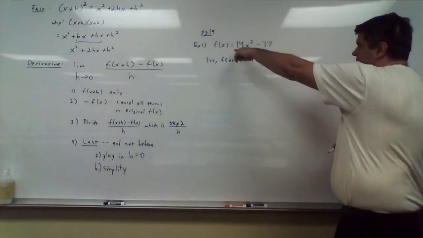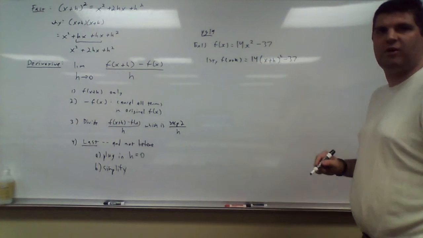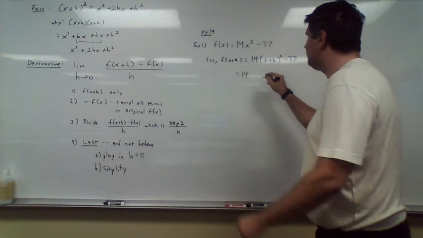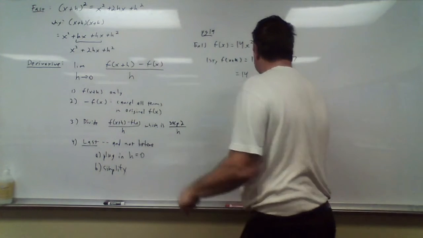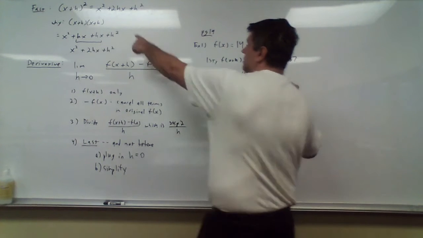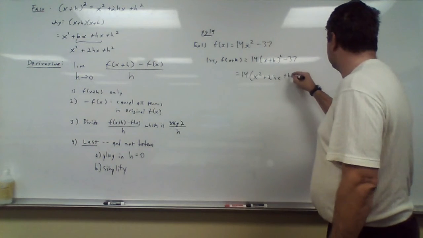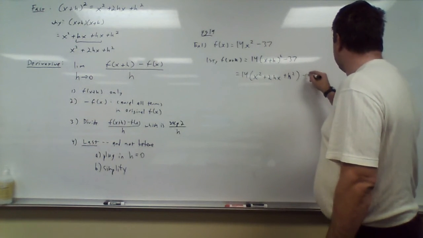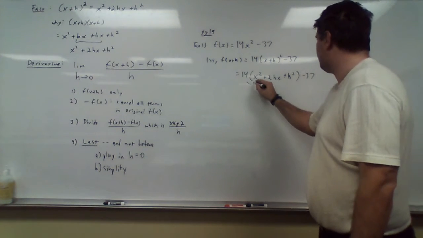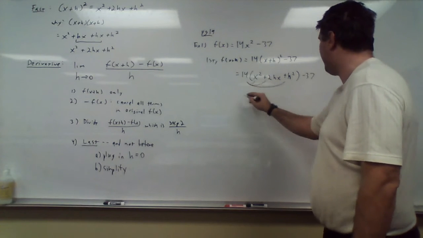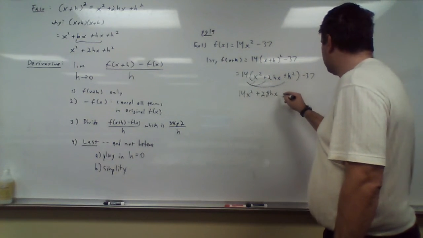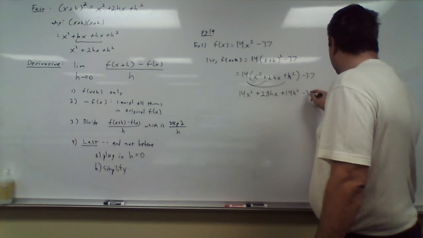Okay? I just plugged x plus h in for x. All right, so that's going to be 14 times x plus h squared, which is x squared plus 2hx plus h squared, and then minus 37. Okay? Distribute. And we have 14x squared plus 28hx plus 14h squared minus 37.